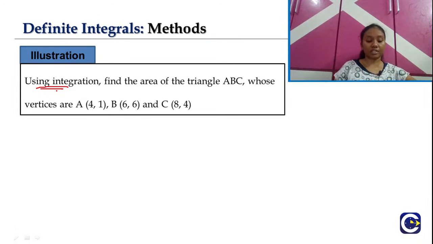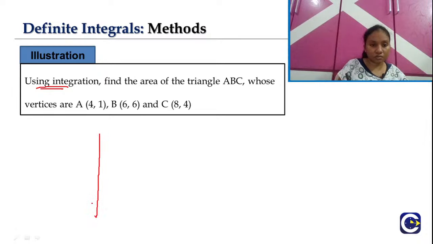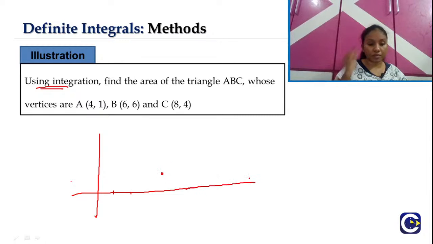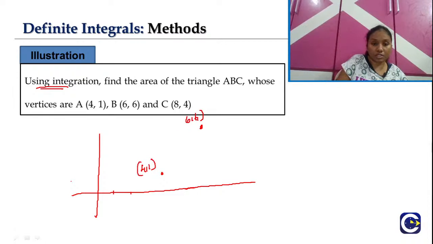First, let's try and plot the graph here. So first one, 4, 1, somewhere here. And next one, 6, 6. So 4, 6 here and somewhere here 6. So let me take it here. So this is 4, 1 and this is 6, 6.